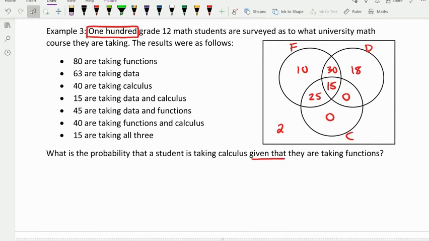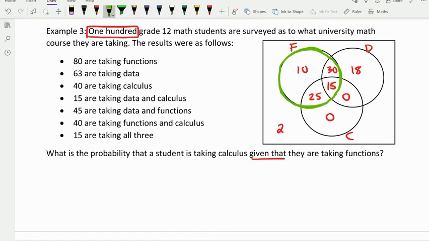Well, when I say those words, given that in English means it's happening. They must be taking functions. We know the students are taking functions. So if I look at this diagram, really what I'm doing is I'm actually ignoring some of the people. I'm saying that they must be taking functions, which means if I highlight this function circle, really I'm only interested in the people in this function circle because they must be taking functions. This is that dependent event scenario. Students must be taking functions.